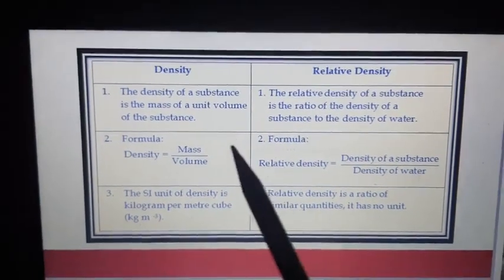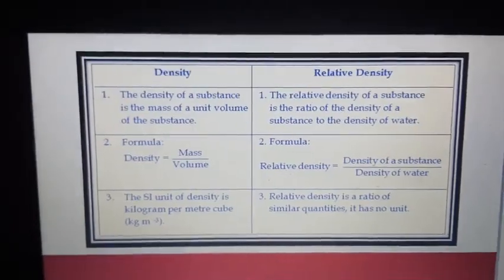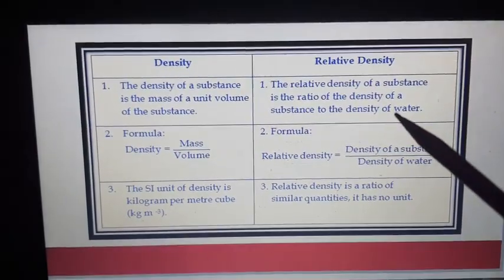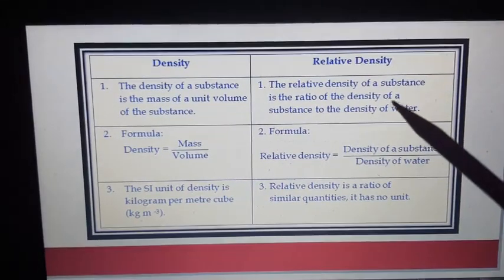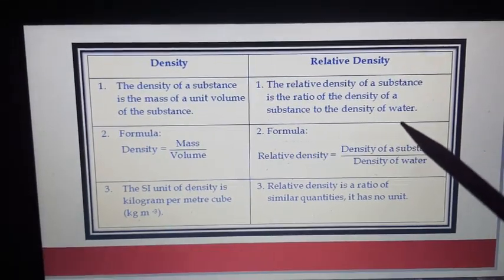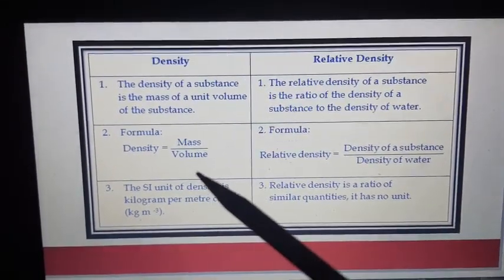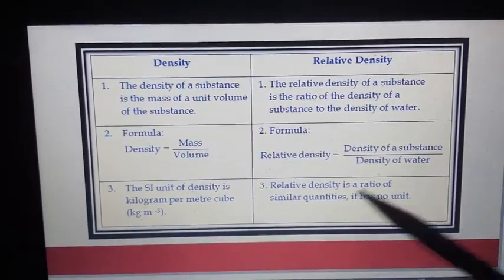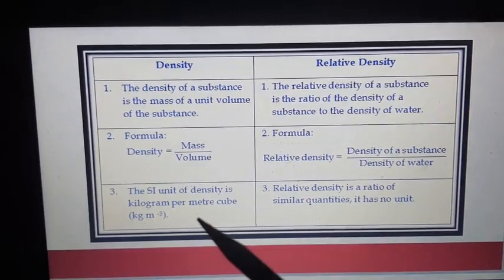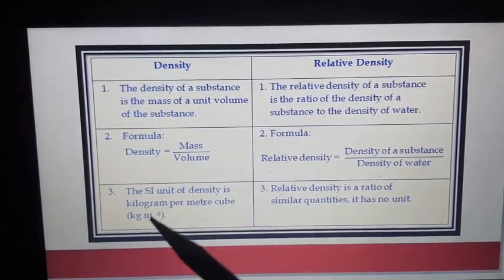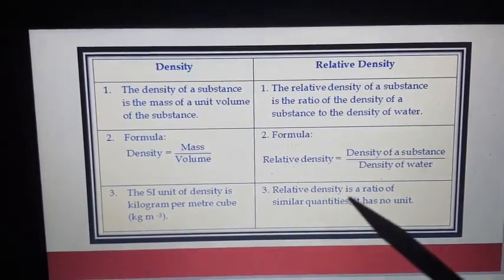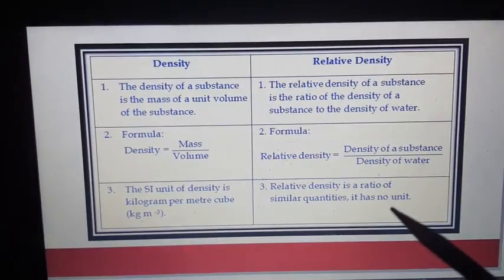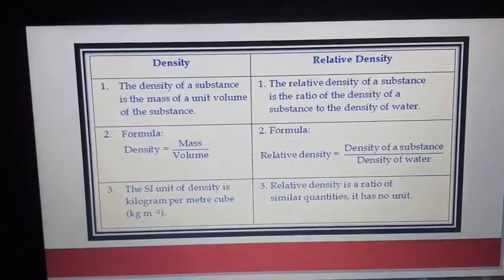Now this is just a table that I have given to show the difference between density and relative density. First one gives the definition. Density of a substance is mass per unit volume, whereas relative density is the ratio of the density of that substance to the density of water. The formula for density is mass by volume. Relative density is the density of the substance divided by the density of water. The SI unit of density is kilogram per meter cube, and relative density doesn't have any unit. It is just a quantity and there are no units.